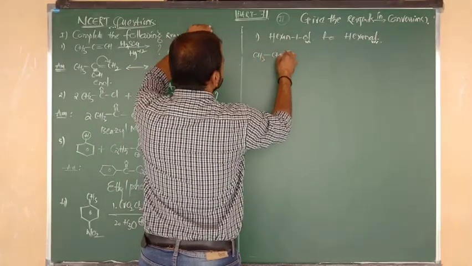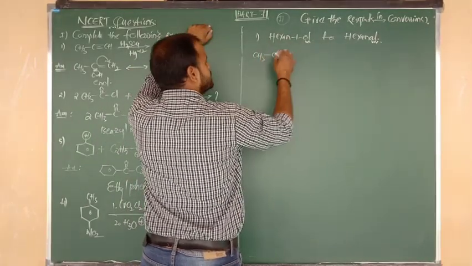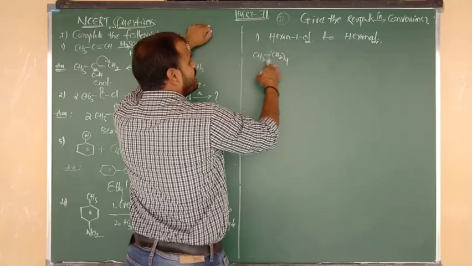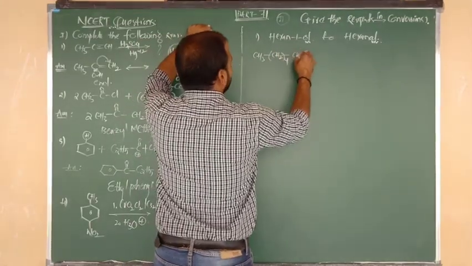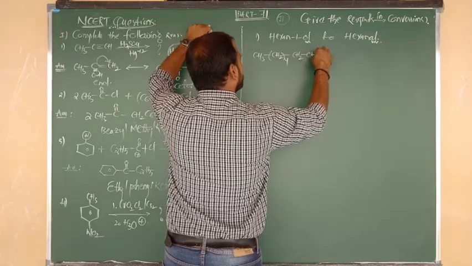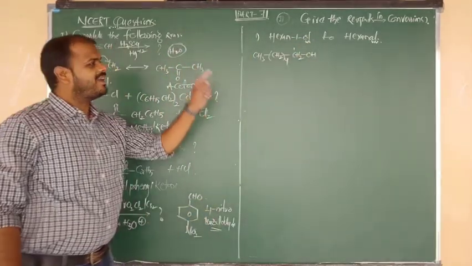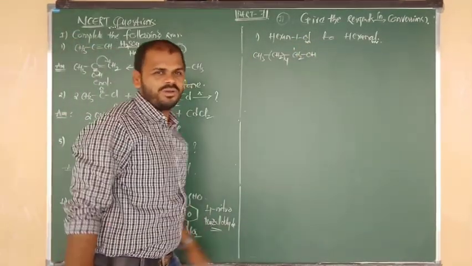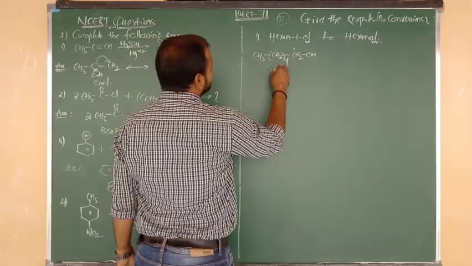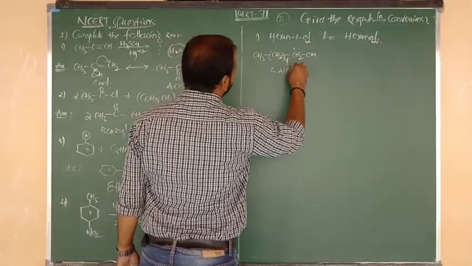CH3 bonded to CH2, like that, CH2, CH2, CH2. How many groups do we have to take? 4, 4 plus 1, 5, 5 plus 1, 6. And the first carbon is connected to OH. This is called hexan-1-ol. Hexan-1-ol is an example of a primary alcohol.